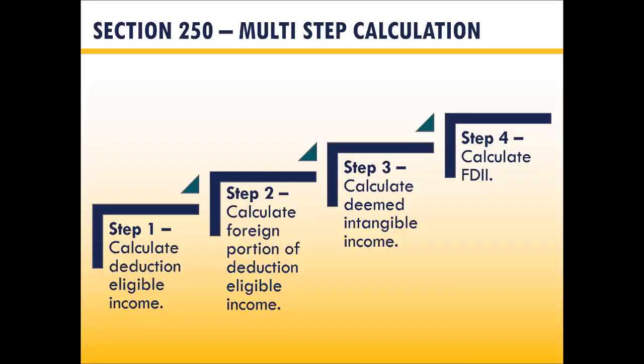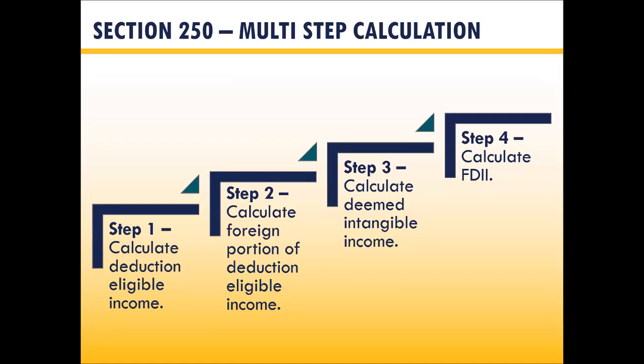So to calculate this Section 250 deduction, it's a multi-step process. You can see step one, you calculate what is called your deduction eligible income. That is effectively your overall U.S. taxable income for your U.S. C corporation. Step two, you need to calculate the foreign portion of that deduction eligible income, and this is where things can get a little bit more nuanced within the calculation.